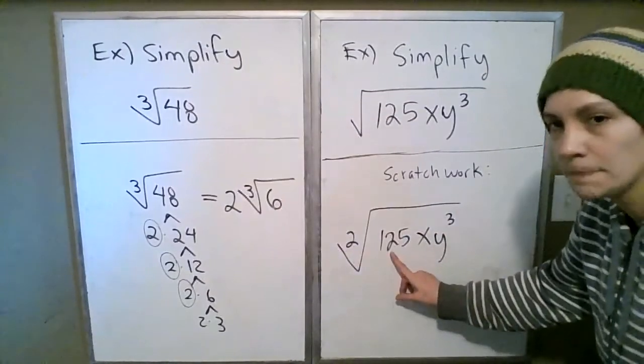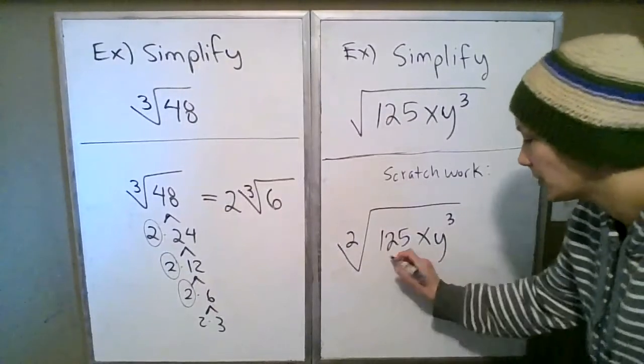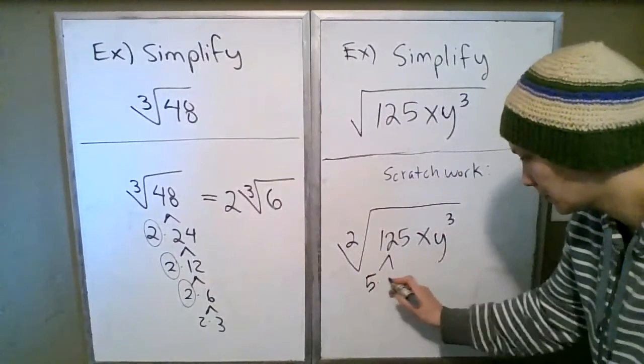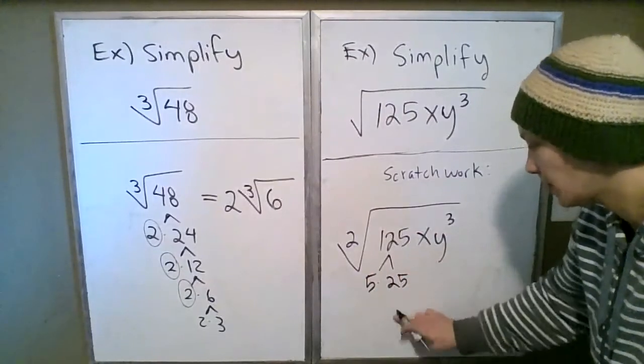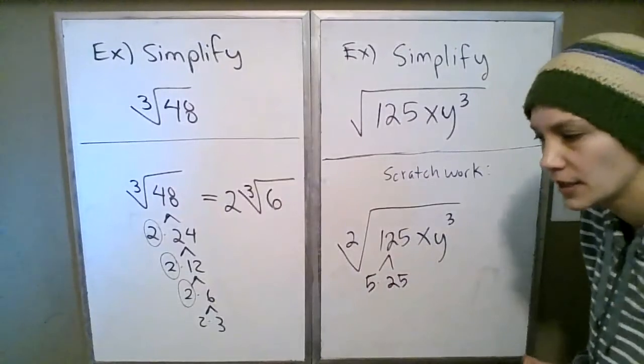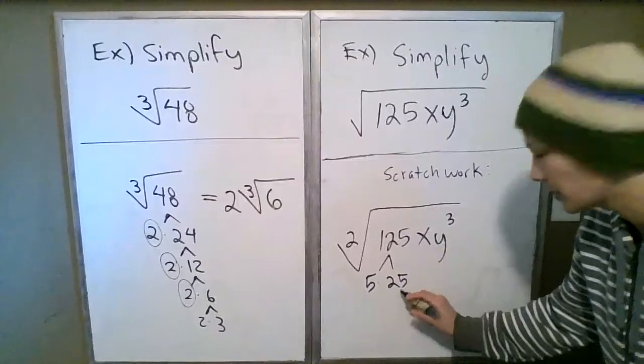Okay, this would be 25 times 5. 5 times 25 is 125. You can think of it like quarters: if you have 5 quarters, you'd have 125 cents. Okay, 25 is 5 times 5.